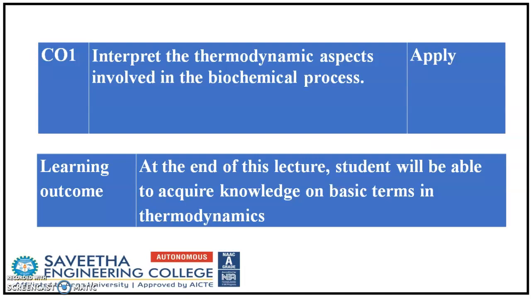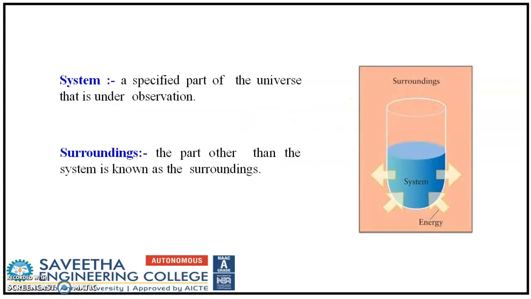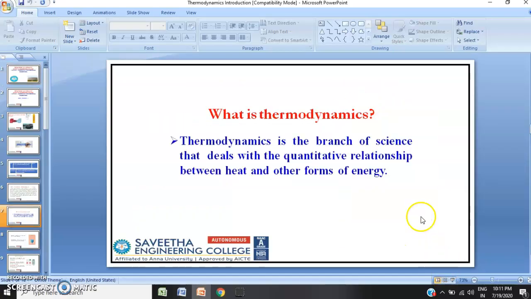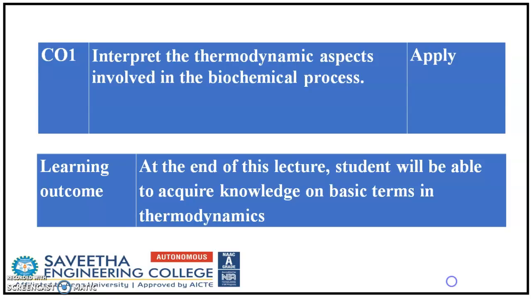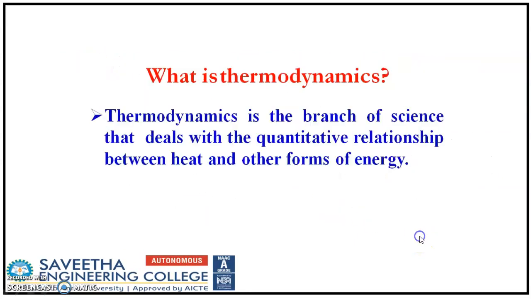So this is the CO of this unit: interpret the thermodynamic aspects involved in the biochemical process. As you are biomedical students, you are going to interpret the thermodynamic aspects involved in the biochemical process. And this is the learning outcome of this lecture. At the end, you will be able to acquire knowledge on basic terms in thermodynamics. So these are all the topics you are going to see in this unit.